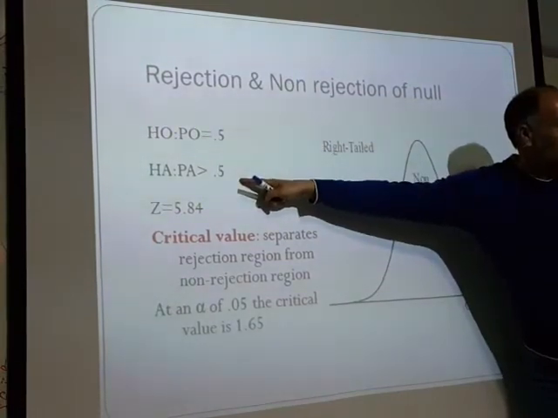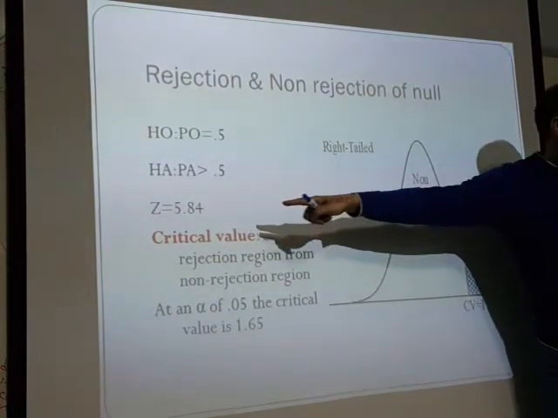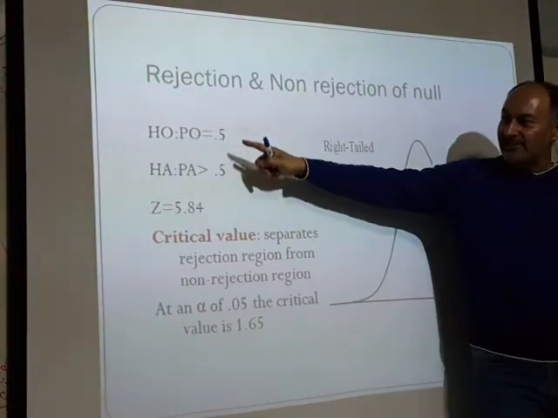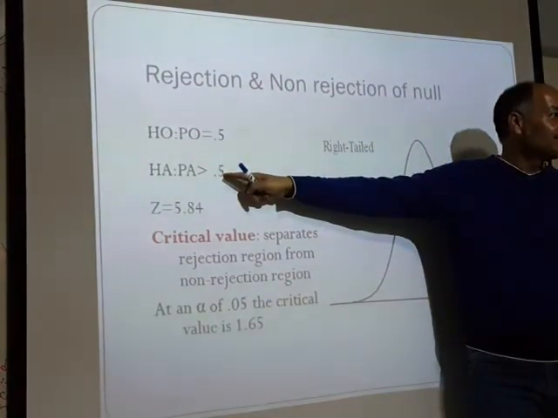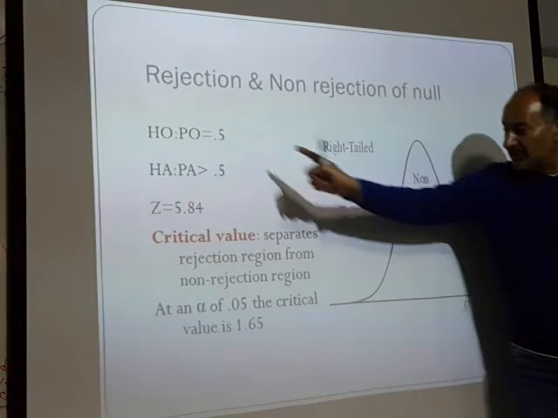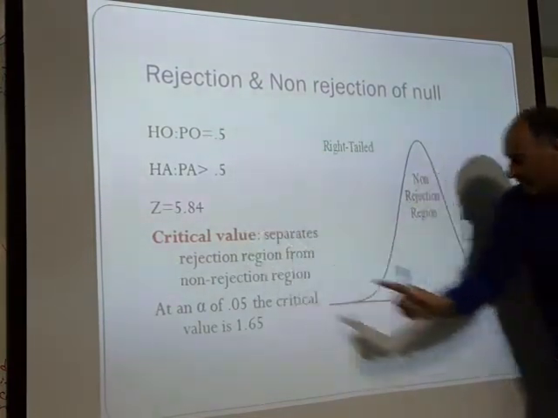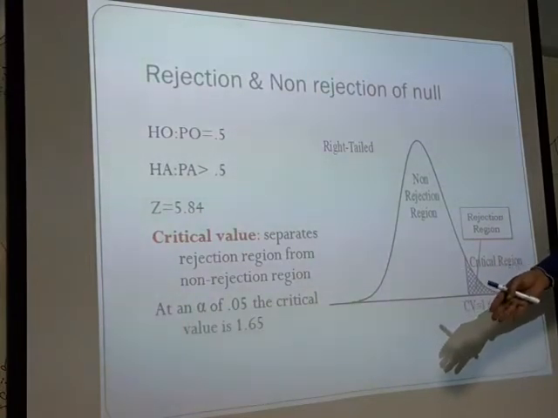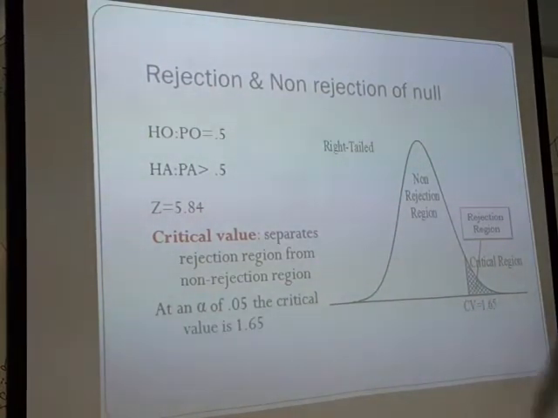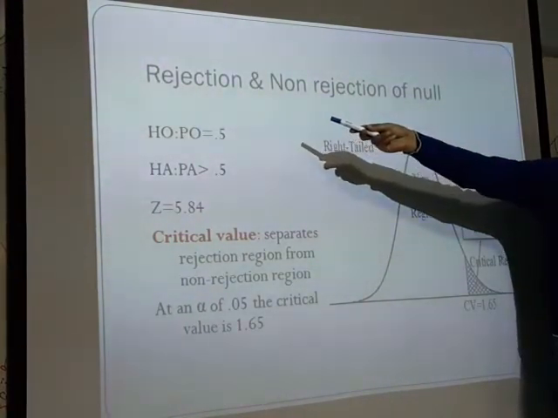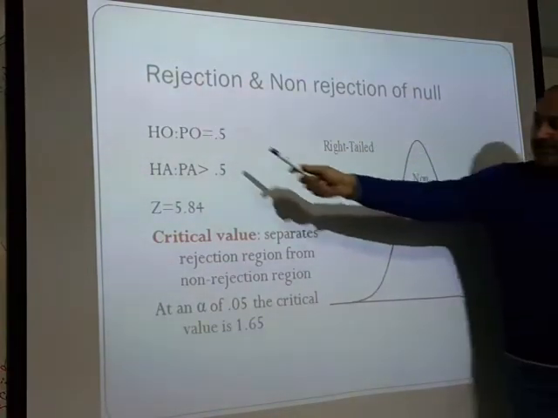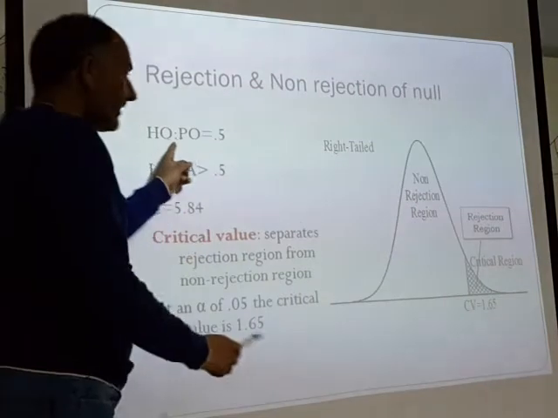You rejected this hypothesis. In other words, you accepted the alternate. If this value would have fallen in the non-rejection region, you could have done nothing. So this is the rejection region, yes? You have rejected this null. I told them you are wrong. I reject your own null hypothesis.